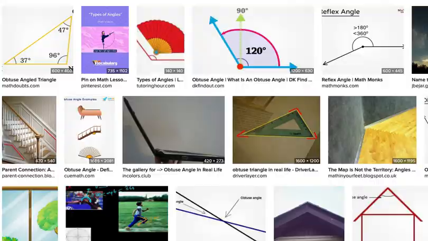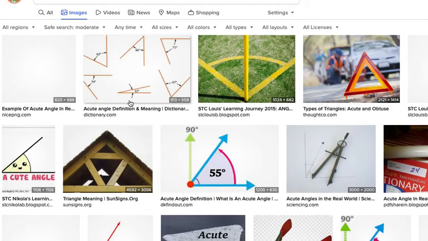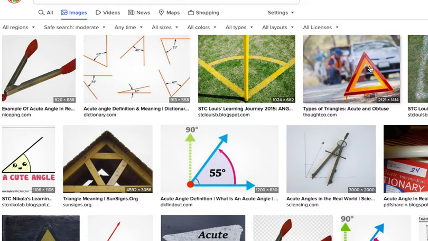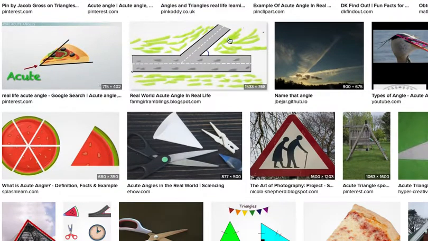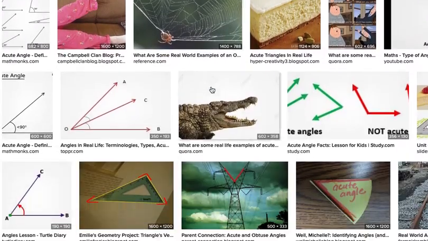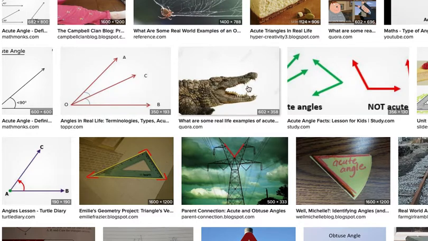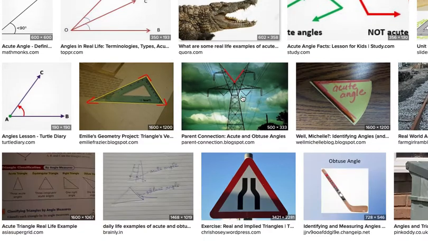So let's take a look at some acute angles in real life. We also see those all over the place. Here we have a pointy angle, acute. Here's another one. Here we have some acute angles inside of this roof. In this street here, you have on one side an acute and on the other side an obtuse angle. So acute, the alligator's mouth is open in an acute angle.